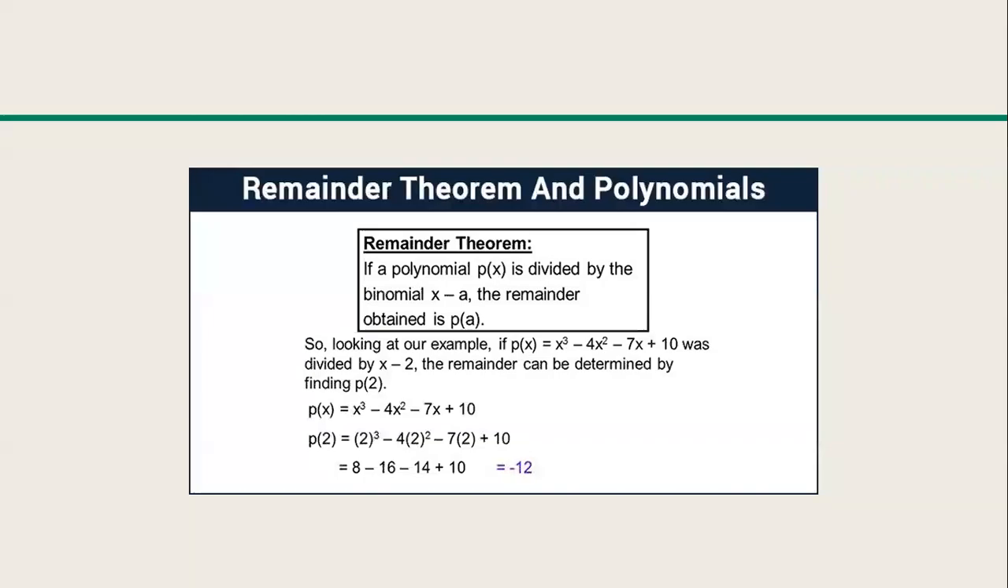Okay. So we're going to talk about the remainder theorem and polynomials. The remainder theorem says if a polynomial p of x is divided by the binomial x minus a, the remainder obtained is p of a. So basically it's saying that if I am looking for a value, instead of using the traditional way of plugging in and multiplying, adding, subtracting, I can solve it using synthetic division.